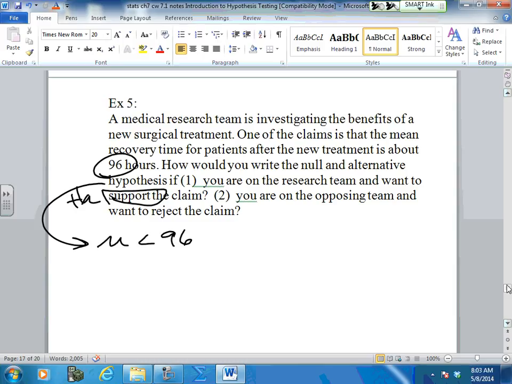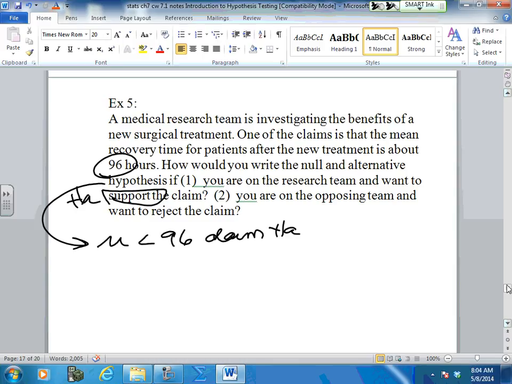So if I want to use the support words in my final claim, I cannot have an equal sign in my claim. Therefore, this is my claim. This is my HA. So now, when I go to my chart, and my claim is my HA, I will use my support words.